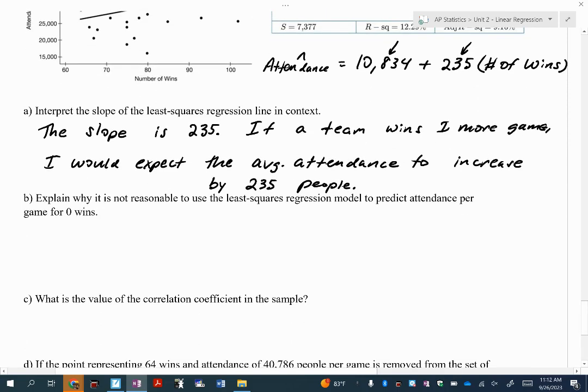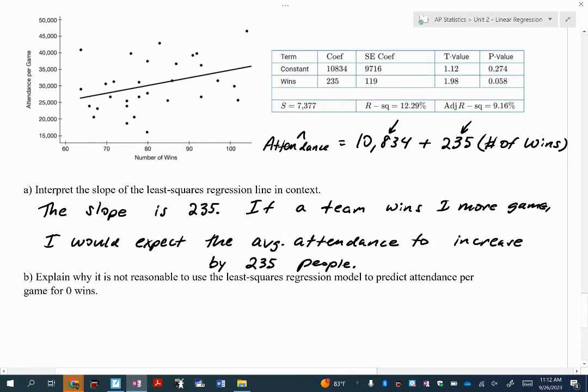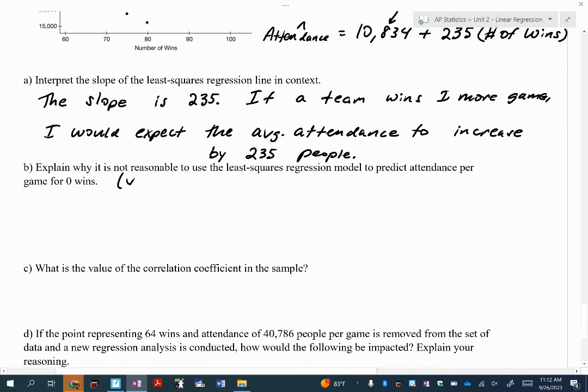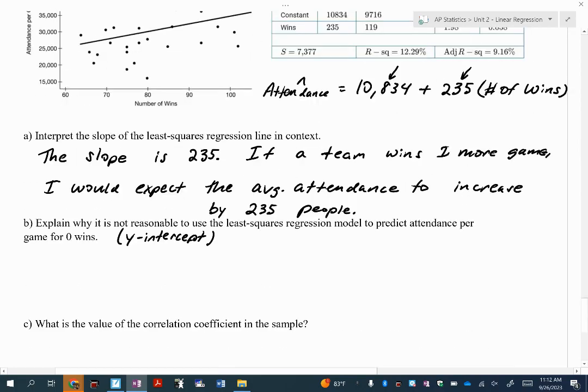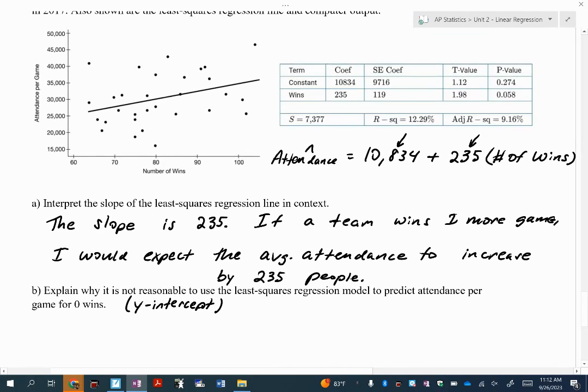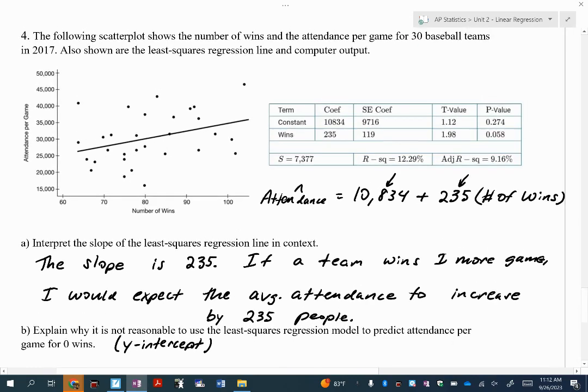It says, explain why it is not reasonable to use the least squares regression model to predict attendance per game for 0 wins. So essentially this is asking about the y-intercept, right? And there's a couple of reasons why it's not okay to use this linear regression model. As a person who has watched baseball for a while, I've never seen a season where a team has won 0 games. I don't know the lowest I've seen, but I think even the worst teams usually get to 50, 60 plus wins, as you can see here, the minimum being about 64 wins in 2017.